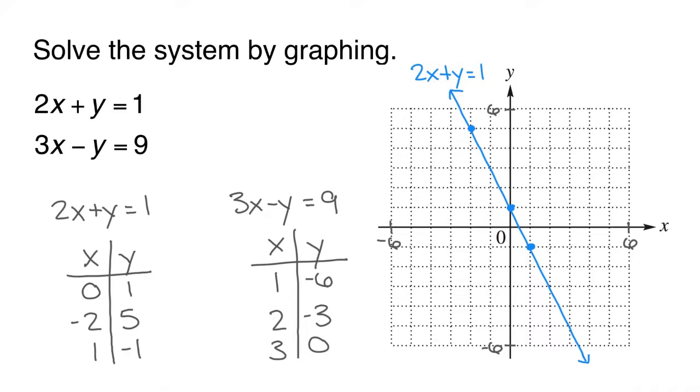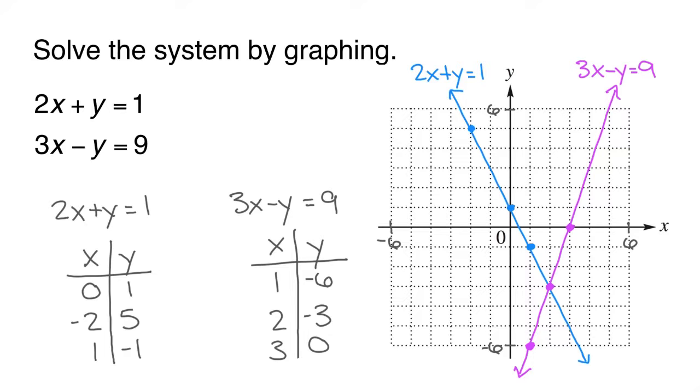Now let's graph 3x minus y equals 9. We have the point 1, negative 6, so from the origin we move right 1 and down 6 units and plot a point. We then have the point 2, negative 3. From the origin we move right 2 and down 3 units. And we have the x-intercept 3, 0. So we find 3 on the x-axis and plot a point there. We then connect these points with a straight line to graph the equation 3x minus y equals 9.